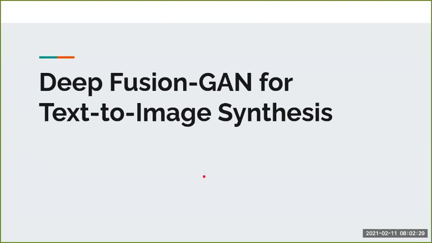Today, the paper that I'm going to present is called DF-GAN for text-to-image synthesis. It's a GAN-based architecture which is basically used to generate images from text descriptions.